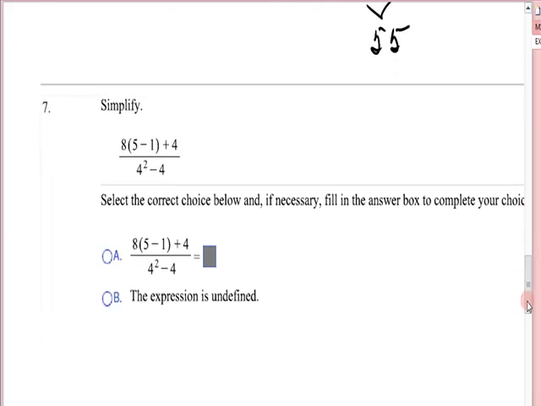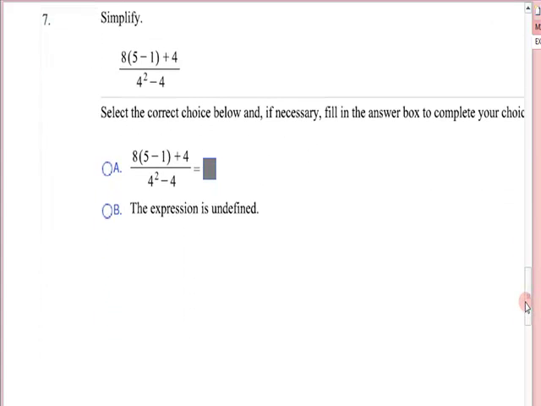All right, number 7. This one is in fraction notation. It is 8, parentheses 5 minus 1, plus 4 in the numerator, and then I have 4 squared minus 4 in the denominator. As it gets complicated like that, what I suggest is that you separate them. All right, N for numerator. 8 times 5 minus 1 plus 4. All I want to do right now is simplify the numerator.